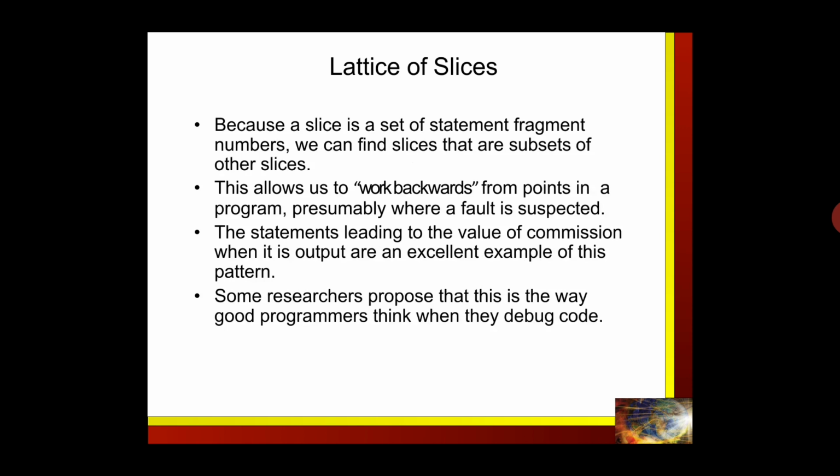Some researchers propose that this is the way good programmers think when they debug code. That is another important thing here. Why is it important? When you are able to find the backward tracing of test cases, it is very useful to identify errors, remove them, and execute the test cases. The commission problem is an excellent example: if you are able to find the commission value correctly, then you can assume that there is no error in the slice, I mean, in slice testing. If there is a wrong output of commission, then you can backtrace and easily find the error and remove it. This is the main importance of slices.